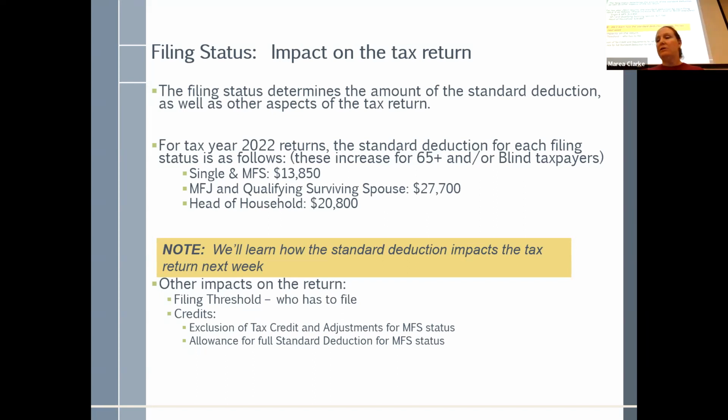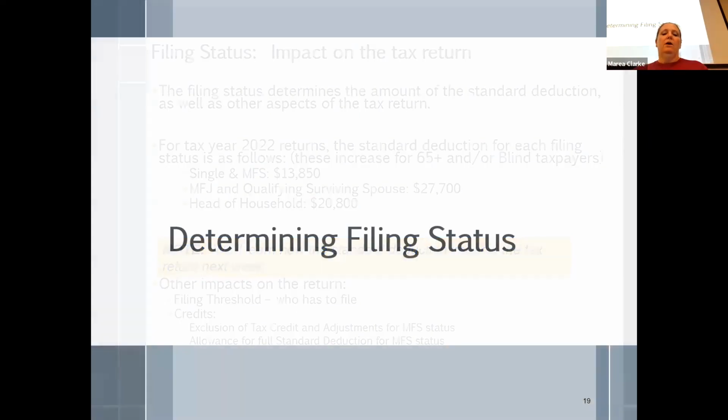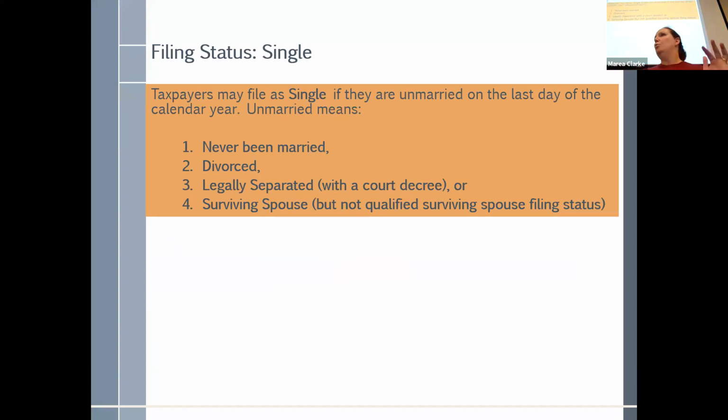We'll talk about standard deductions more next week, but there are some other impacts that the filing status has. It impacts who has to file, and it also can impact the credits that you're eligible for. In particular, there are several credits that you cannot claim if you are using the married filing separate status. All right, so how do we figure out what is the right status that we should use for somebody? Sometimes there is a choice.